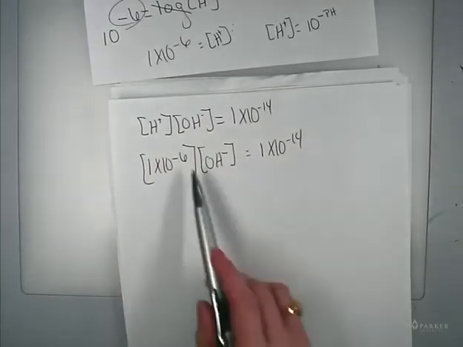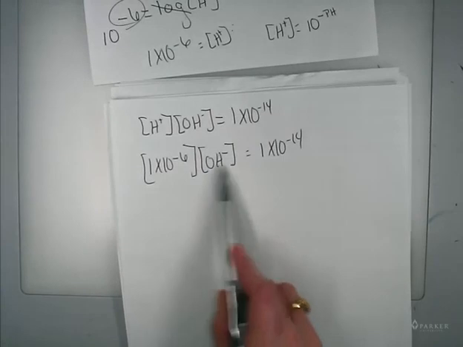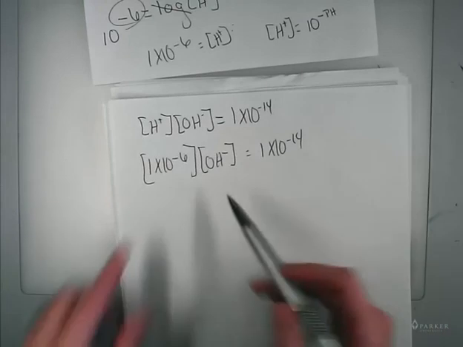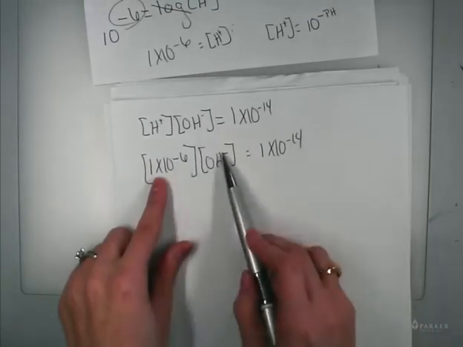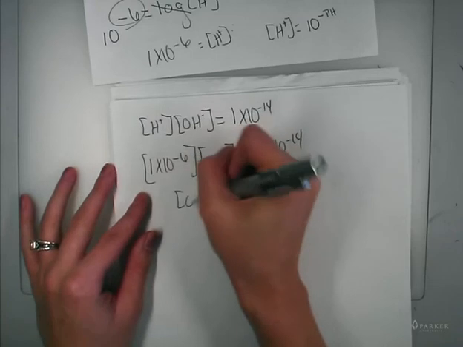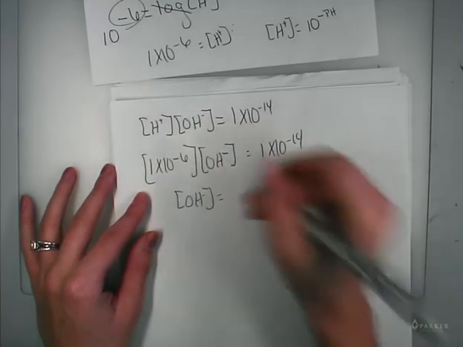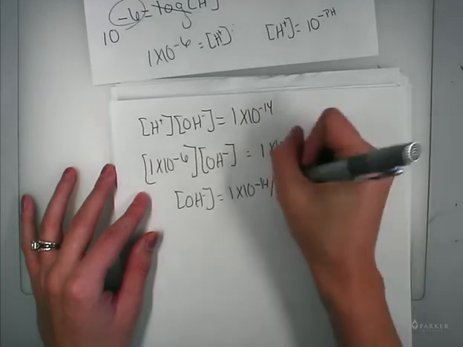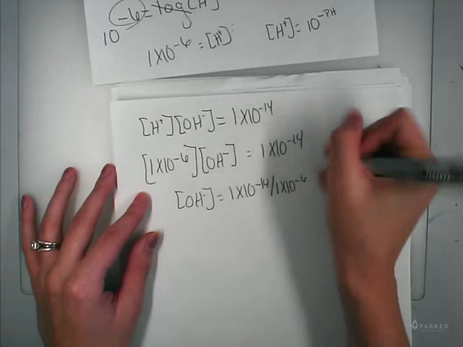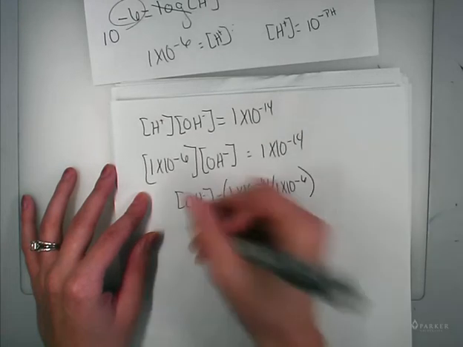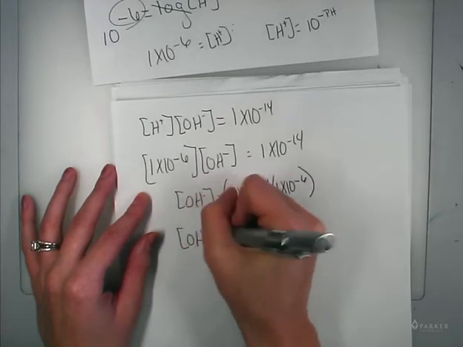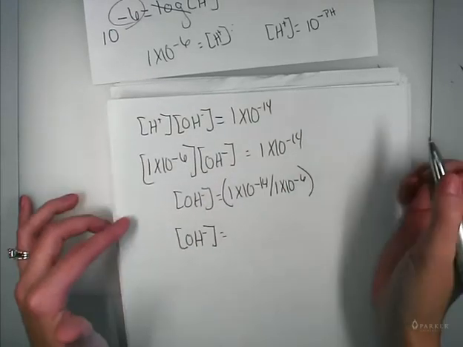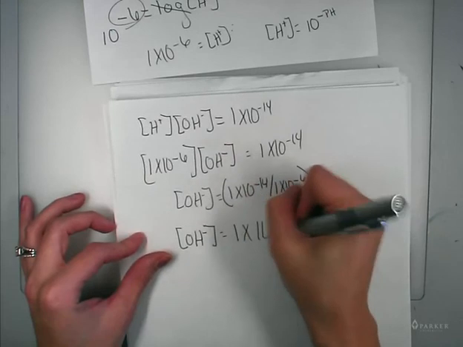So what do I do here? You see these are multiplied by each other, so if I bring this number over to isolate that, it'll divide them. It's always the opposite. If these are multiplied, then you divide. If they're added, you subtract. So hydroxide is now 1 times 10 to the negative 14 divided by 1 times 10 to the negative 6. Does somebody have their calculator? 8?